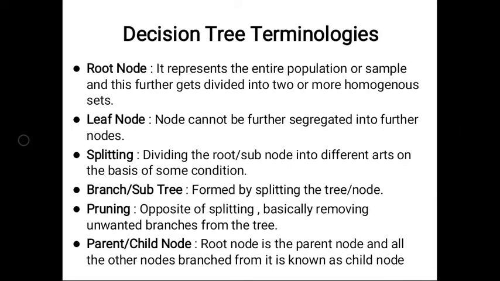Decision tree terminologies. Root node: it represents the entire population or sample, and this further gets divided into two or more homogeneous sets. Leaf node: a node that cannot be further segregated into further nodes. Splitting: dividing the root or subnode into different parts on the basis of some condition. Branch or subtree: formed by splitting the tree or node. Pruning: the opposite of splitting, basically removing the unwanted branches from the tree. Parent or child node: the root node is the parent node and all other nodes branched from it are known as child nodes.